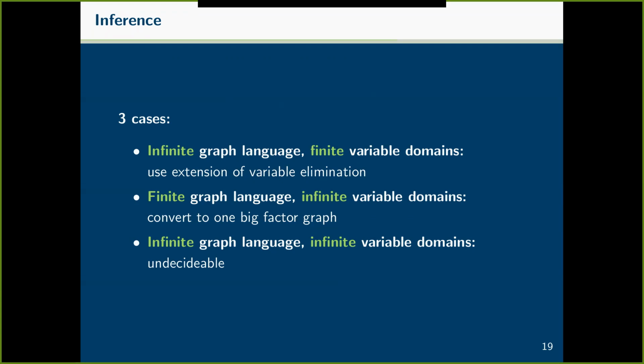If we have a finite graph language, but the variables have infinite domains, so they range over natural numbers or continuous numbers, or real numbers, then what you can do is convert your factor graph grammar to one gigantic factor graph and do inference over that. And then in the third case, if you have both an infinite graph language and infinite variable domains, it turns out that inference is undecidable, which we prove in our paper. But in this talk, I'm just going to show you the first case where we do an extension of variable elimination.